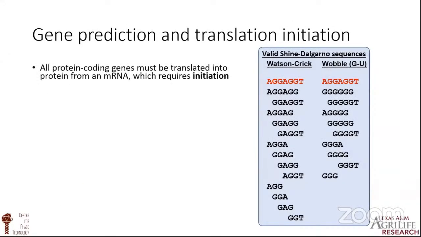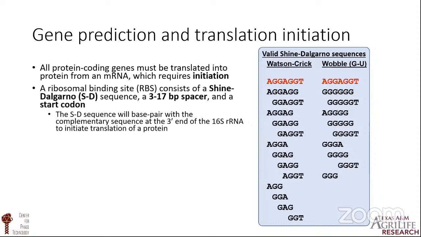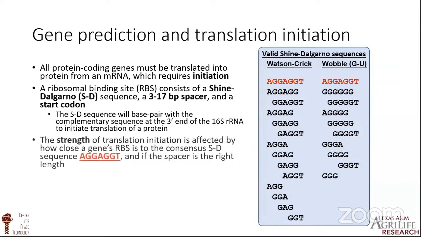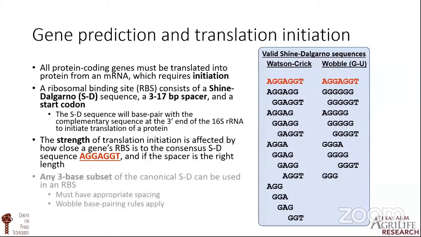All protein coding genes must be translated from an mRNA, which requires initiation at a ribosomal binding site. The RBS consists of a Shine-Dalgarno sequence, a 3 to 17 base pair spacer, and a start codon. The Shine-Dalgarno sequence will base pair with a complementary sequence at the 3' end of the 16S RNA to initiate translation of a protein. The strength of that translation is affected by how close the gene's Shine-Dalgarno is to the consensus Shine-Dalgarno sequence, which is AGGAGGT, as shown here in the DNA form.